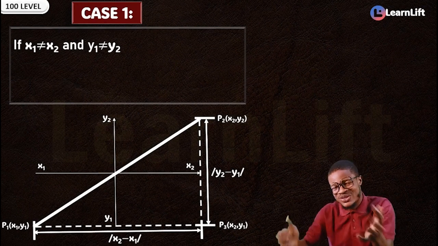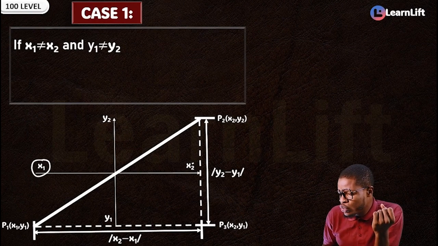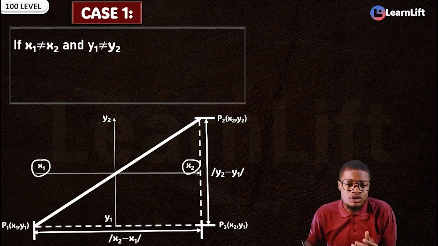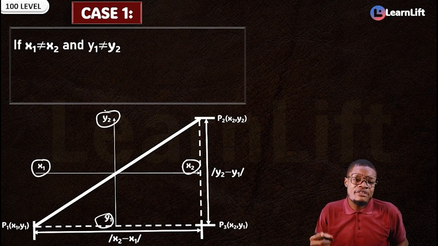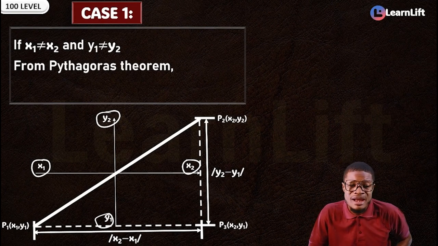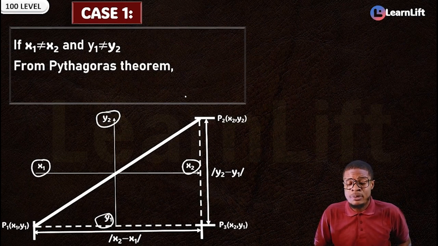Pay attention. If my x1 is not equal to my x2, that means they are distance apart, and your y1 is not going to be equal to my y2. The two of them are distance apart. What happened there? Very fast. We can say, from Pythagoras theorem, this long side here that is P1, P2, it's more like the hypotenuse, right?